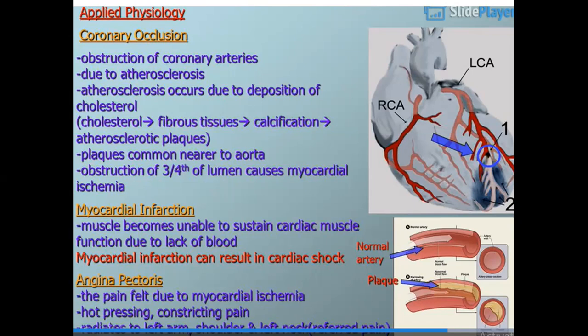An angina pectoris, angina is simply like pain. Pectoris just means the pectoral or the heart region, the chest region, okay? So any pain you feel in your chest will be an angina pectoris if it is caused by an ischemia, a lack of blood supply to that part of the heart.